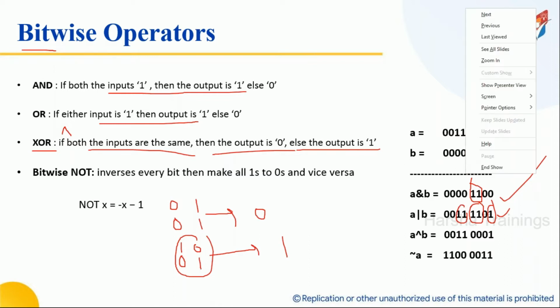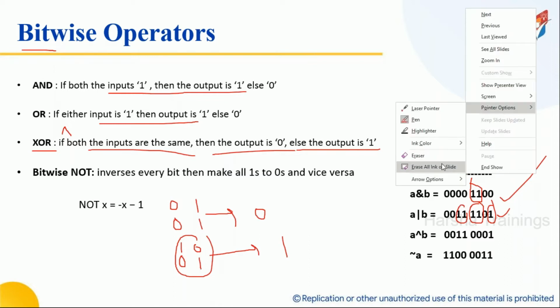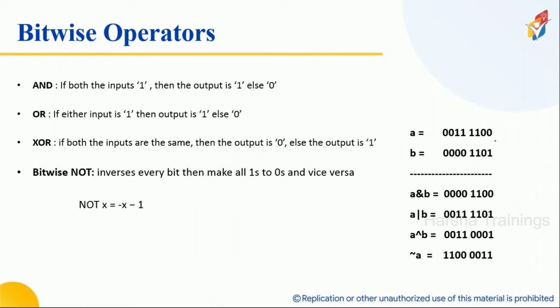Now, can you please tell me the answer for A XOR B? For this one, 0 and 1, this will be 1. Opposite is 1. Now, the remaining are all zeros. These two are also opposite, so these two are ones.